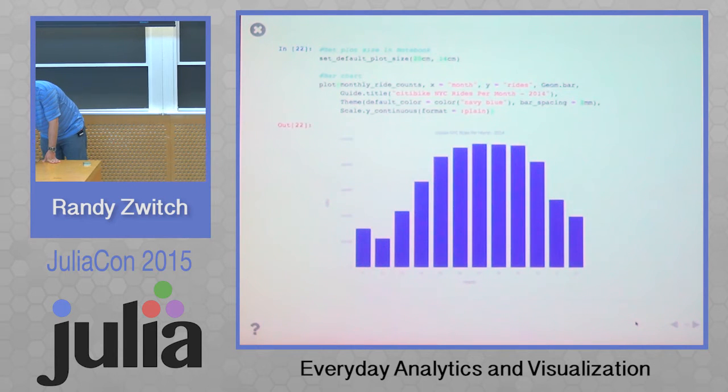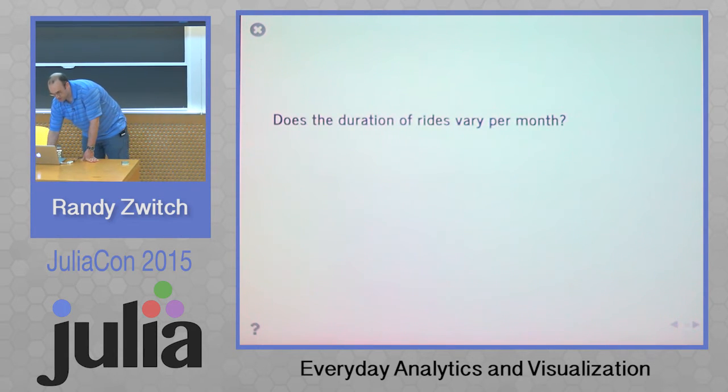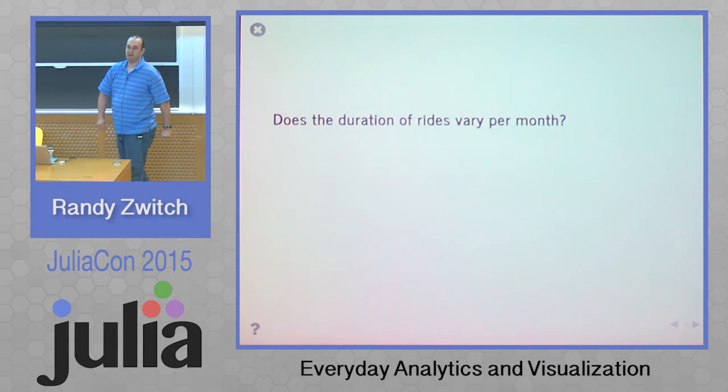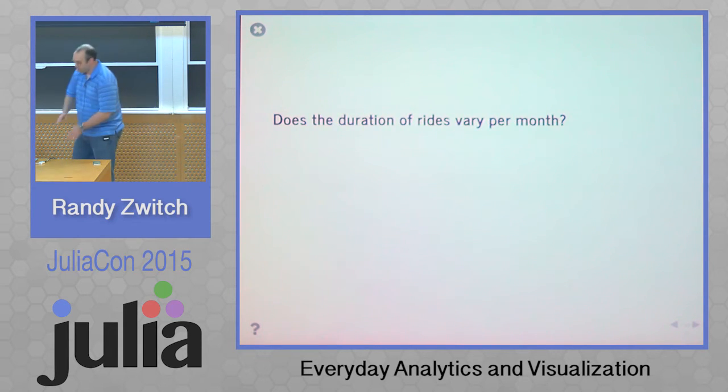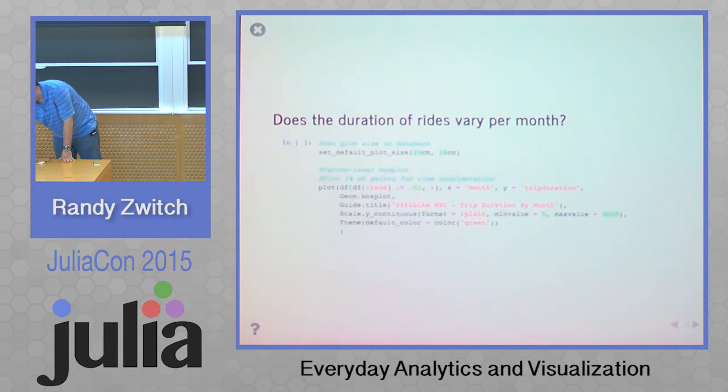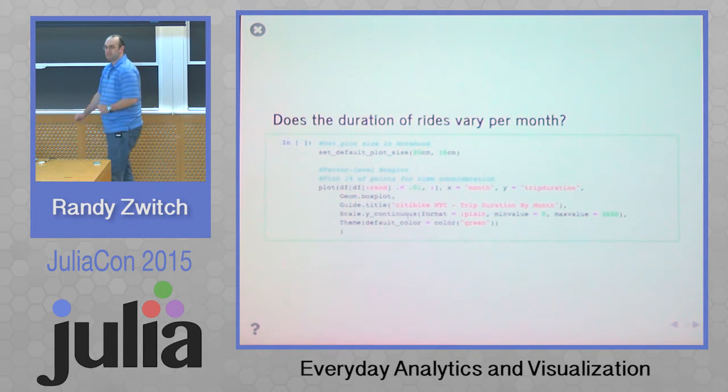It's quantifiable, yes. Okay. So does the duration of rides vary per month? That's another column that we have in our data. We can go through and again use Gadfly. And this is what I was talking about. So we're going to do a box plot here.